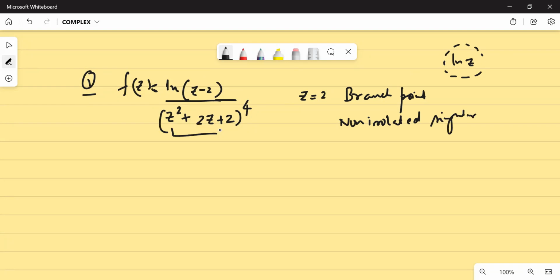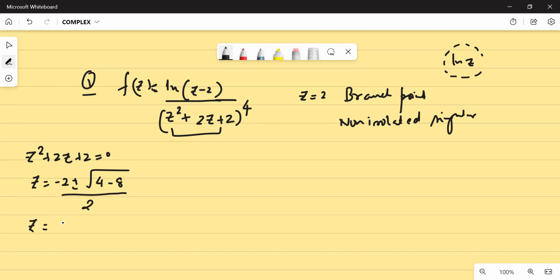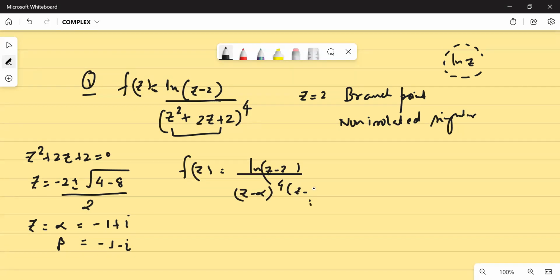And what about these other guys? You simply solve this equation, z square plus 2z plus 2 is equal to 0. What you would get is z equal to minus 2 plus or minus root over b square minus 4ac. So this is 4 minus 8, upon twice. You will get z as some alpha and some beta. Alpha will be minus 1 plus iota, and the other will be minus 1 minus iota. So f(z) can be written as ln(z minus 2) divided by (z minus alpha) raised to power 4 times (z minus beta) raised to power 4, and alpha and beta are these values. So alpha and beta are nothing but poles of order 4.